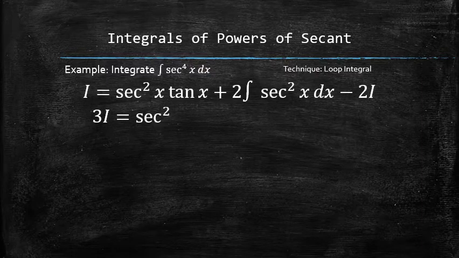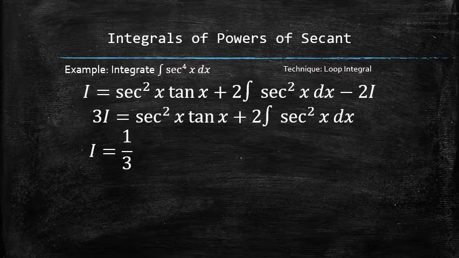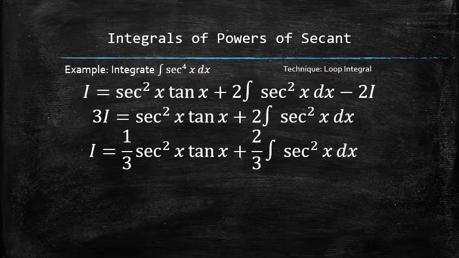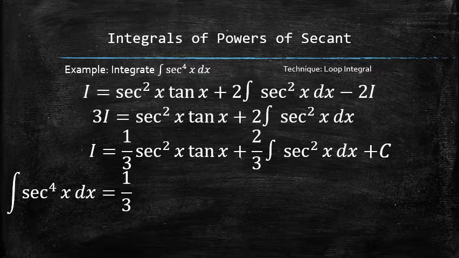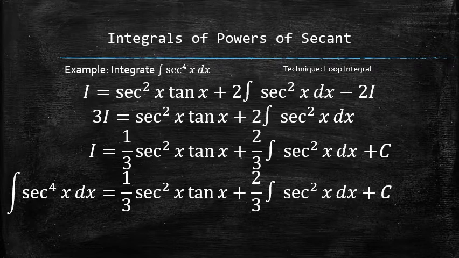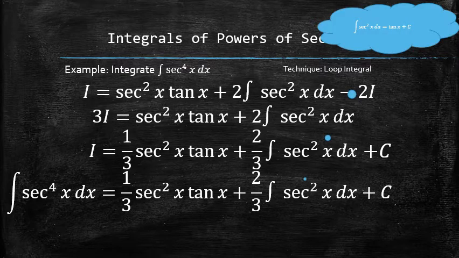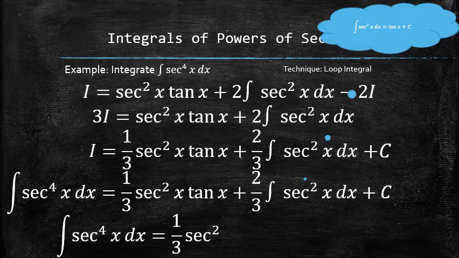To collect all I's on one side, we add 2I to both sides, and to isolate I, we divide both sides by 3. And we add plus C to the result. Replacing I with the original integral, we now have the formula that relates the integral of the fourth power of secant to the integral of secant squared, which we already happen to know. Therefore, we now have the formula for the integral of the secant to the fourth power.